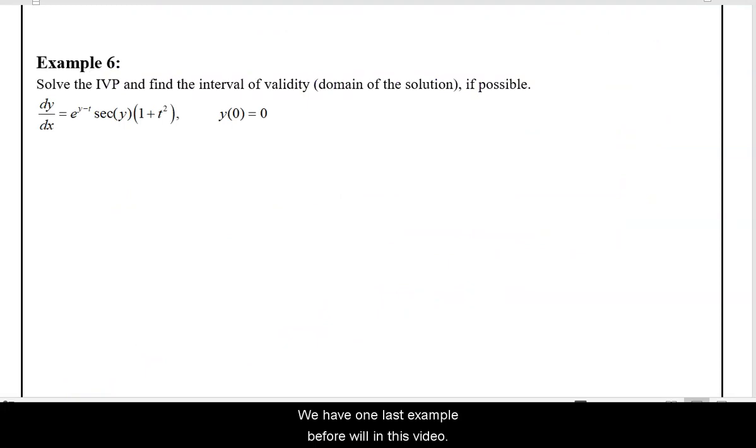We have one last example before we end this video. We want to solve this initial value problem and consider its interval of validity if we can. In this case, we already have isolated dy dx. We will need to separate the dependent variable parts, which depend on y, from the independent variable parts, which depend on, in this case, t. I'll correct the differential now.